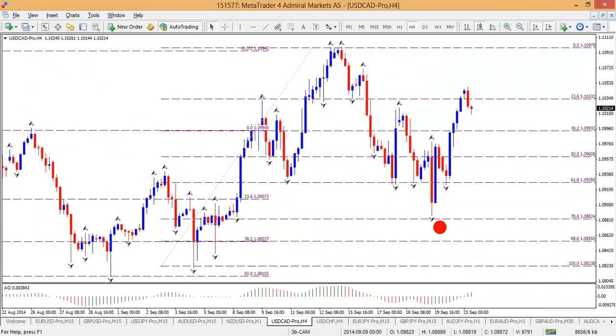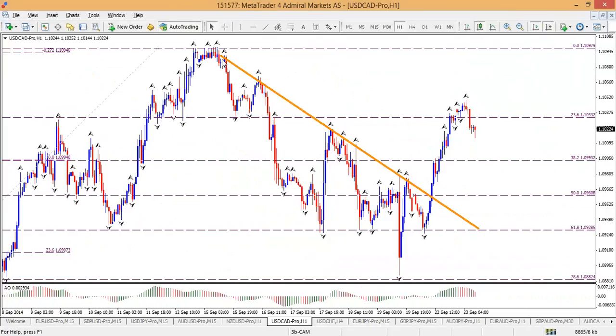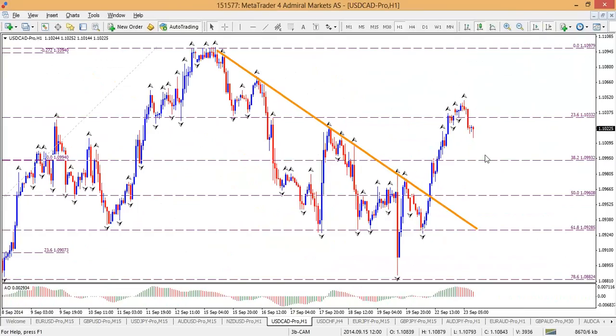If we then zoom into the 4-hour chart, we see after the 78.6 fib, price breaking this resistance line for a breakout. So obviously this top is still a resistance, but all in all, very strong uptrend. If we then zoom into the hourly, we can see that this is the breakout, after the breakout.